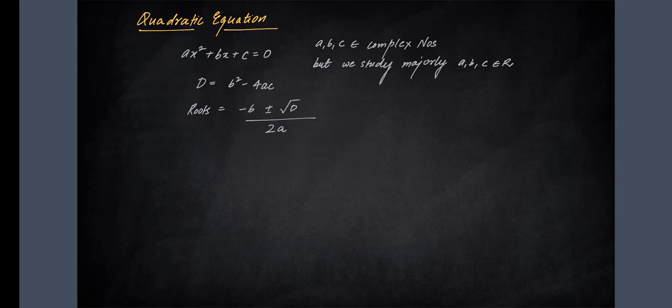Okay, now let's focus on what happens when a, b, and c belong to the set of real numbers. Real numbers, and that means a, b, c are also known as the coefficients, right? Coefficient a is the coefficient of x square, b is the coefficient of x, c is the constant term, and obviously for a quadratic, a cannot be equal to 0. Otherwise it will convert into a linear equation, right?